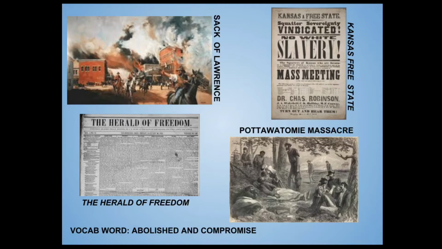On May 21st, 1856, the sack of Lawrence occurred. John Brown was enraged by the sack of Lawrence and the killing of Charles Sumner. Armed with rifles and knives, John Brown and his followers murdered 5 pro-slavery men in Pottawatomie.